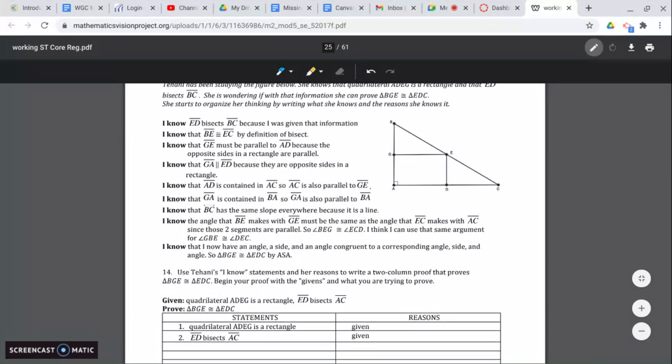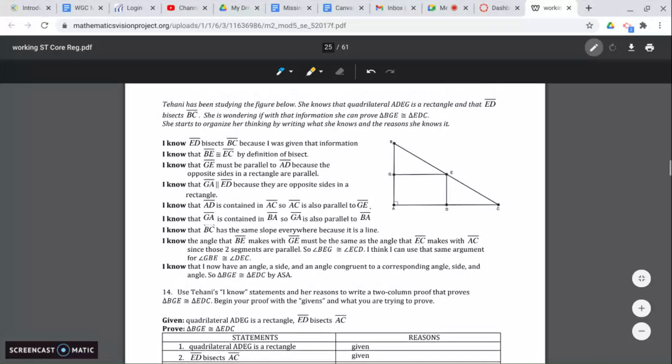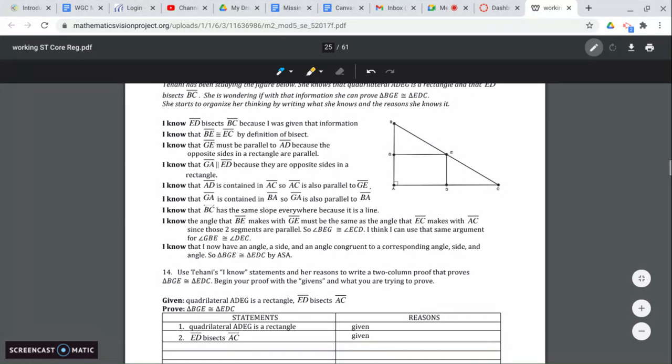All right, so here is our very first proof that we're really going to look at. Tehani has been studying the figure below. She knows that quadrilateral ADEG is a rectangle and that ED bisects BC. She's wondering if, with that information, she can prove triangle BGE is congruent to triangle EDC. She starts to organize her thinking by writing what she knows and the reasons she knows it. So she says, I know ED bisects BC.